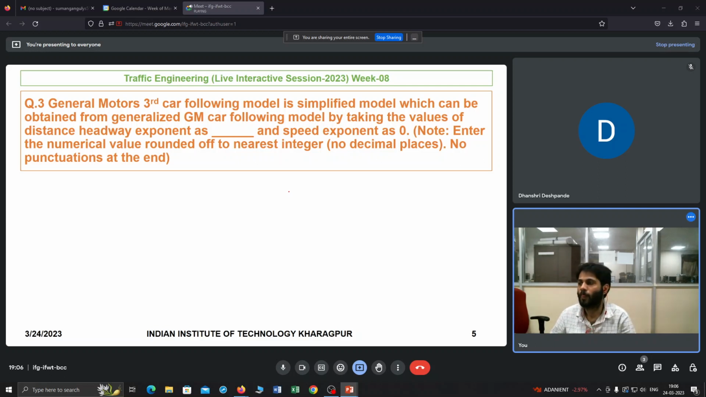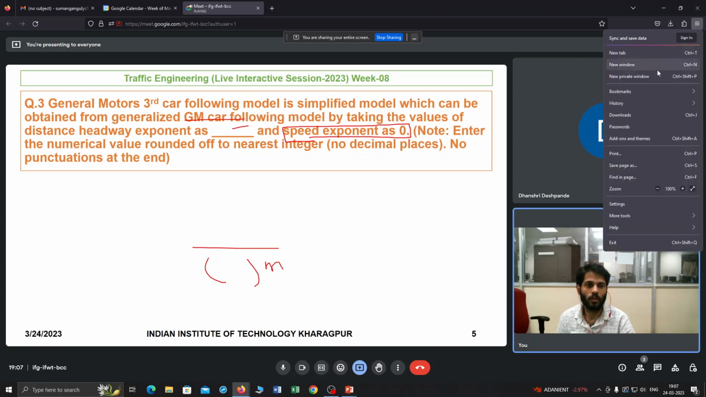So then the third one. The General Motors third car following model is a simplified model which can be obtained from the generalized GM car following model by taking values of the distance headway exponent as... So this m exponent is what? Wherever you are given, the speed exponent is 0. It's a simplified model which can be obtained from the generalized car following model. So you can try to answer it.